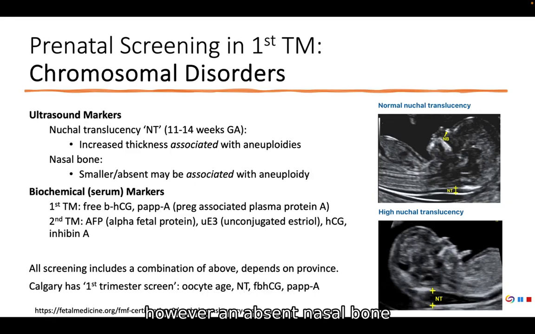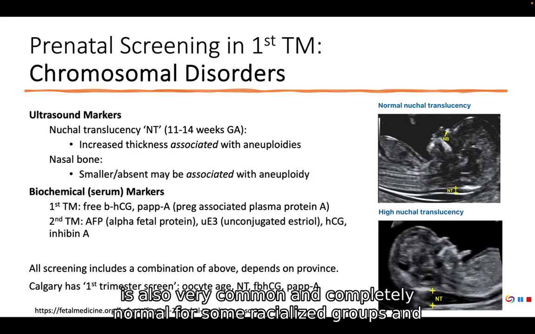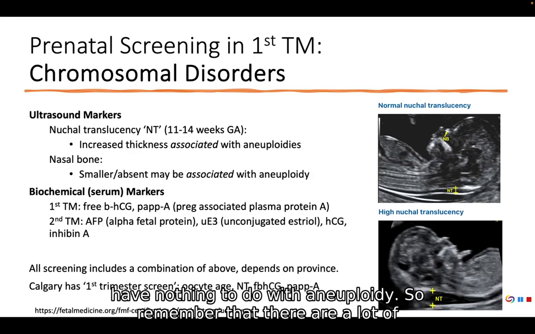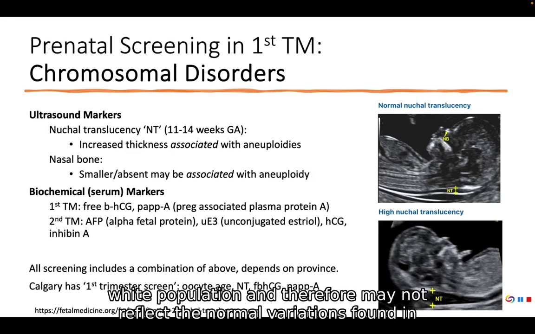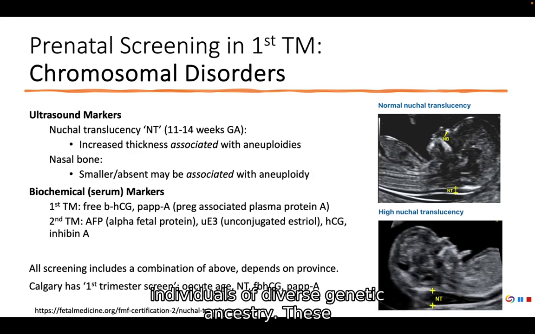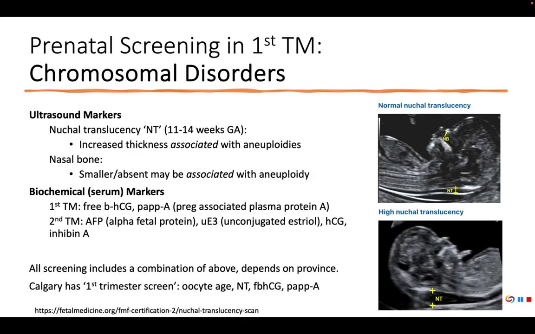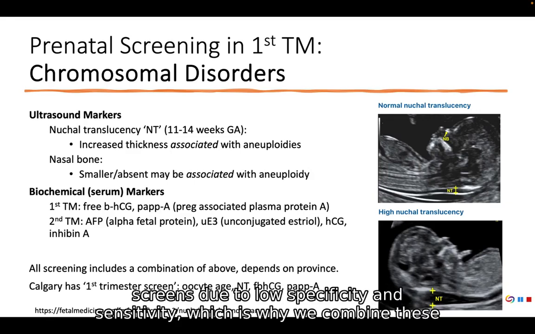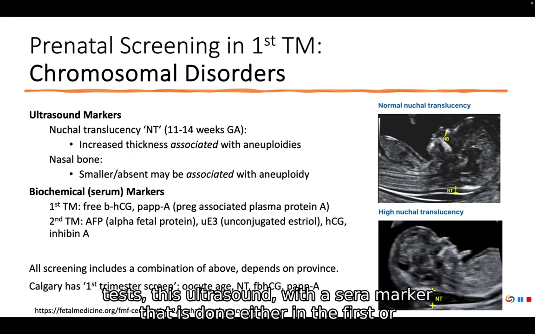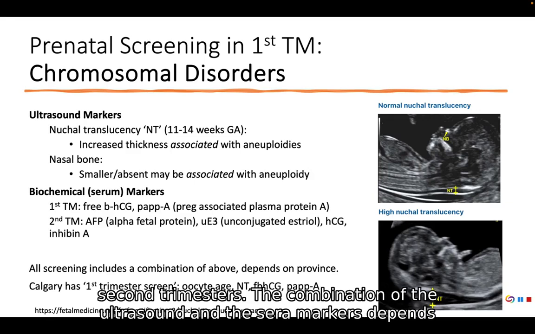A smaller or absent nasal bone may be associated with aneuploidy. However, an absent nasal bone is also very common and completely normal for some racialized groups and has nothing to do with aneuploidy. So remember that there are a lot of standard measurements that are often derived from a very narrow, predominantly white population, and therefore may not reflect the normal variations found in individuals of diverse genetic ancestry. These ultrasound findings, meaning the nasal bone and the nuchal translucency, in isolation are poor screens due to low specificity and sensitivity, which is why we combine this ultrasound with a serum marker that is done either in the first or second trimesters.